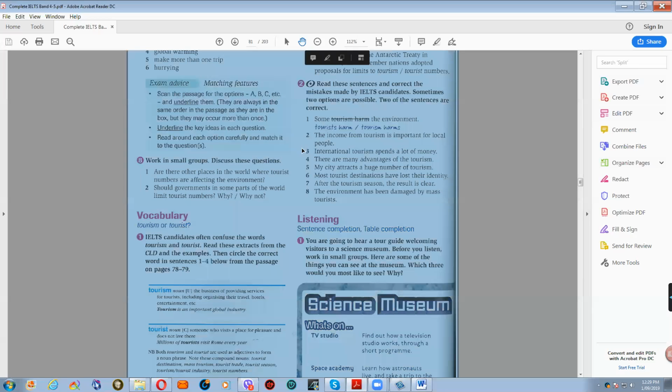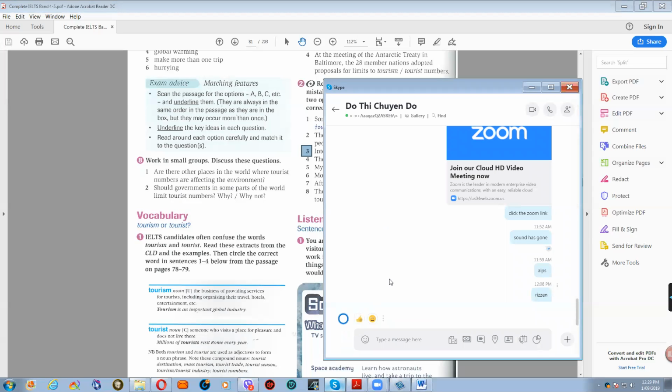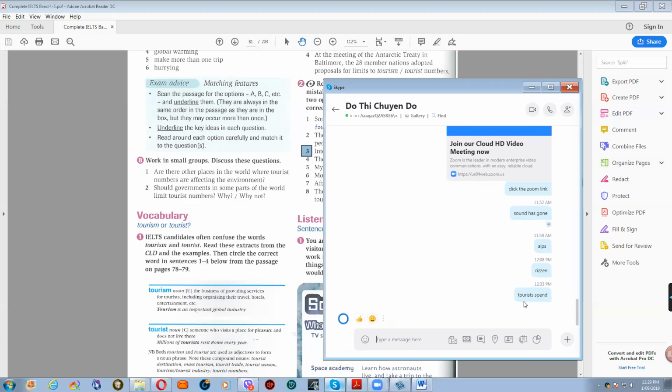Number 3. International tourists spend. Yeah, not spends. International tourists spend. So is it tourism or tourists? No, it's tourists. You don't have two plurals following each other. Tourists spend. Yes? Yeah, I go with that.